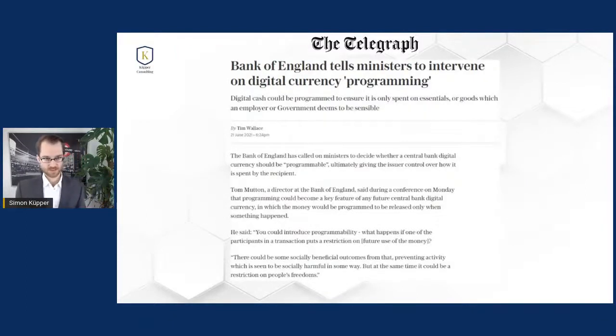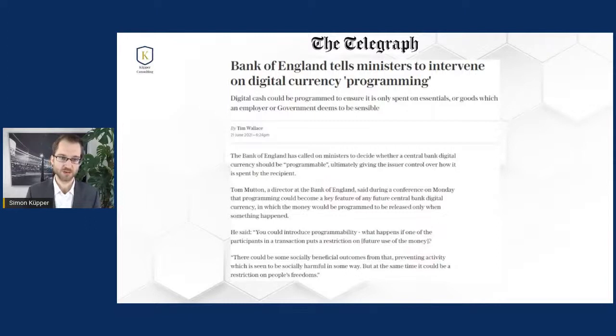So, I think what is very interesting, or what we should keep in mind, is another source you might want to check out, from last year, the Telegraph. Again, governments all over the world are discussing not only central bank digital currencies, but also crypto, blockchain, and whatnot. Again, we are living in interesting times. So here we see from the Telegraph: Bank of England tells ministers to intervene on digital currency programming.